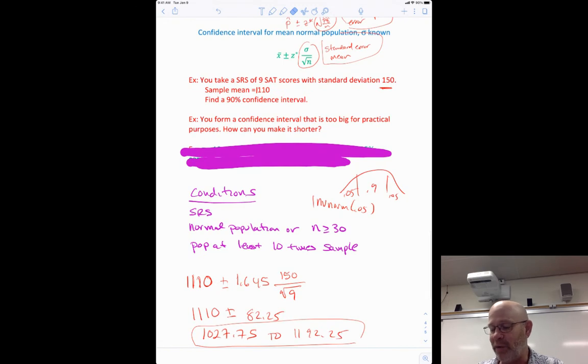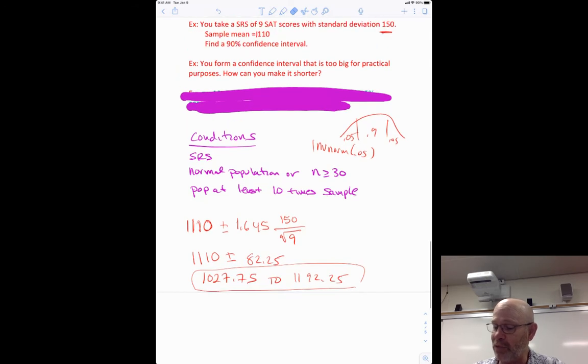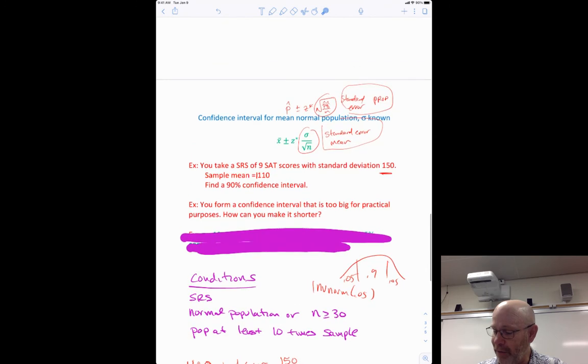The next one is you form a confidence interval that's too big, right? So a lot of times you get it too big. How do you make it shorter? There's two ways to make it shorter. Remember, the more confident you are, the bigger the interval becomes. So you have control over two things in your formula. Let's go back to the formula. You have control over your z star. If that's too big, we just make that smaller, which means we make the confidence level smaller, right?